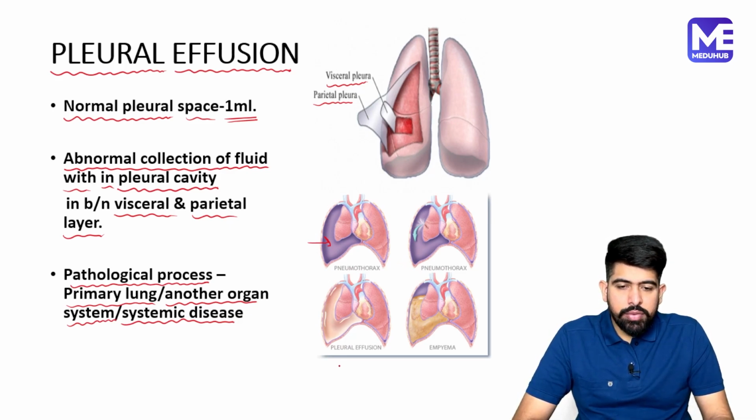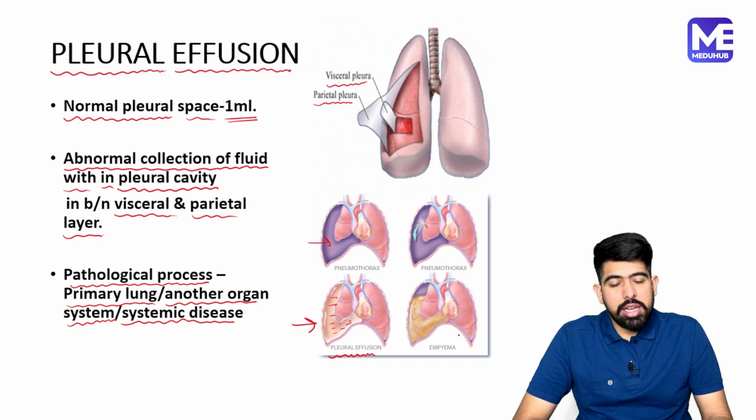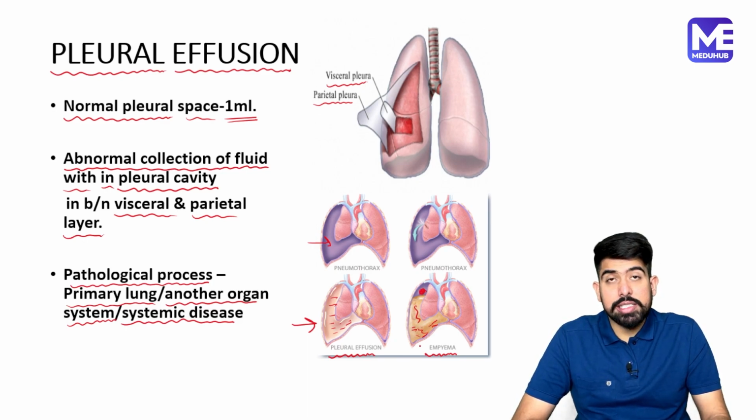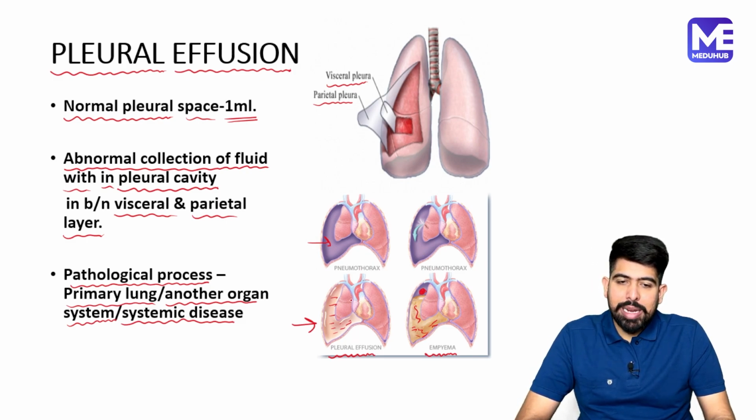And if only fluid is going to accumulate, as you can see in this diagram, there is fluid accumulating. This is known as the pleural effusion. But if there is exudate and air also, right? If both are there, this is known as your empyema, right? You can see here the air is here and the exudate is there. This is known as your empyema, right?